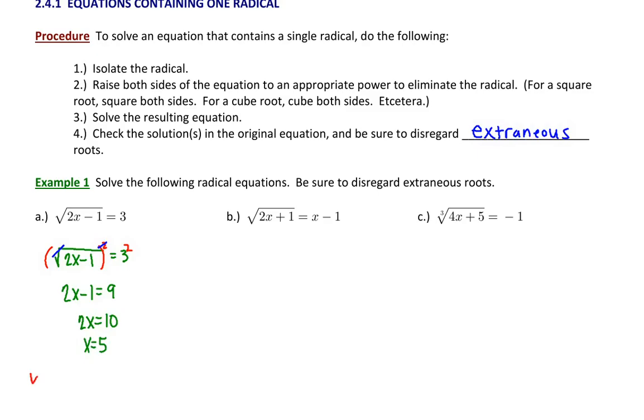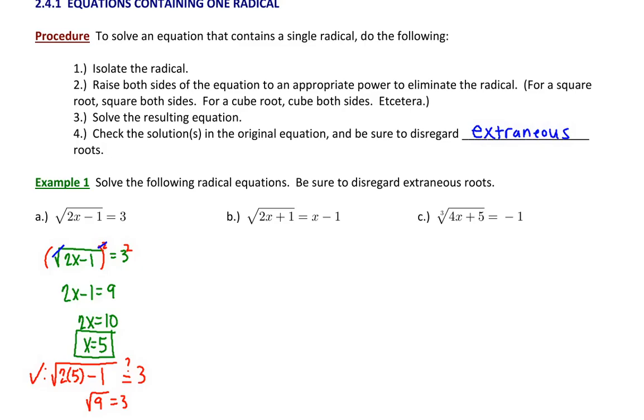Now, before we make our conclusion, we want to make sure that this balances the original equation. So I'm going to go all the way back to the original equation and replace our variable x with the value of 5 and test to make sure we have a balanced equation. So under the radical, we have 2 times 5, which is 10, and 10 minus 1 is 9. So we have the square root of 9 equal to 3. And we know the square root of 9 is 3, so we certainly have a balanced equation. So our solution, x equals 5, is correct. Okay, that wasn't so bad.